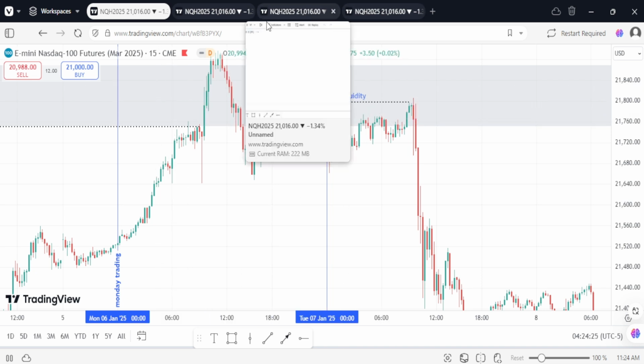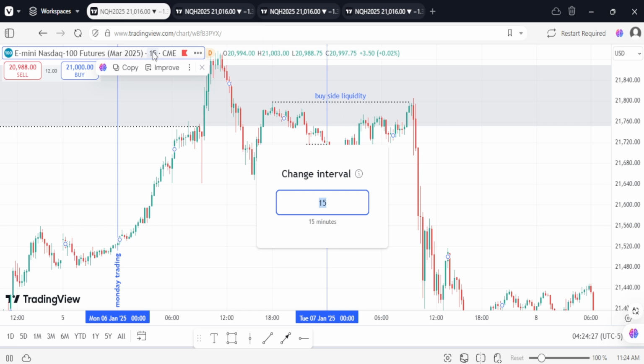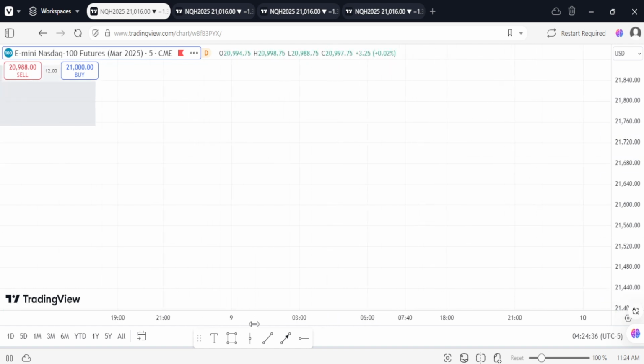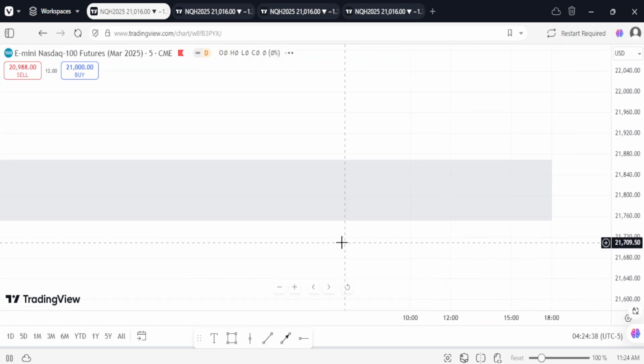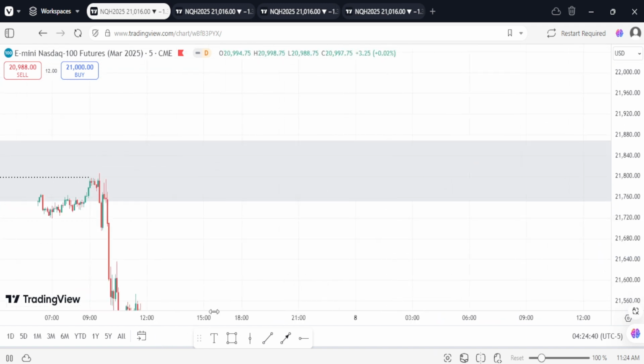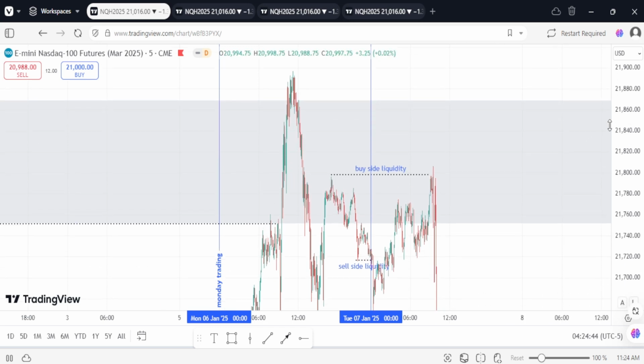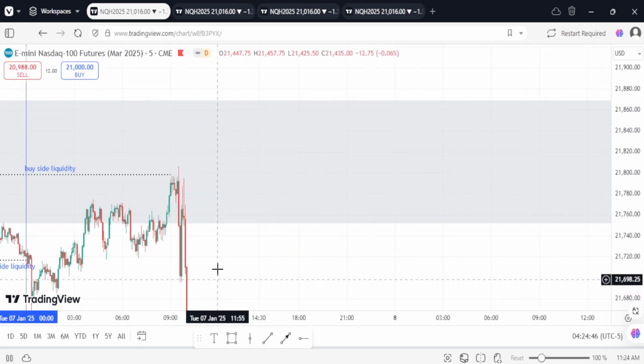Now we are going to drop into the 5-minute time frame to look for a shift in market structure, as we have seen in the 15-minute time frame that the liquidity has been taken. Now we are going to look for a shift in market structure.